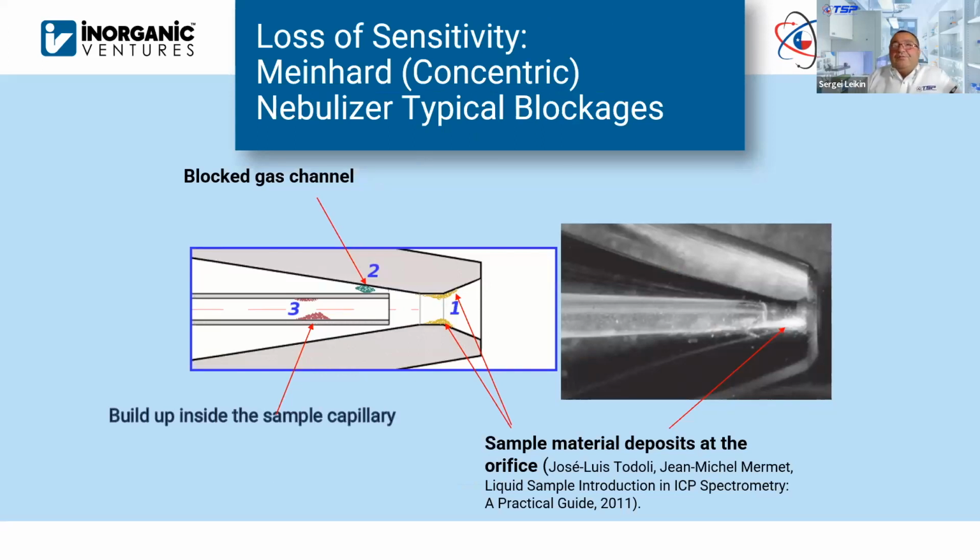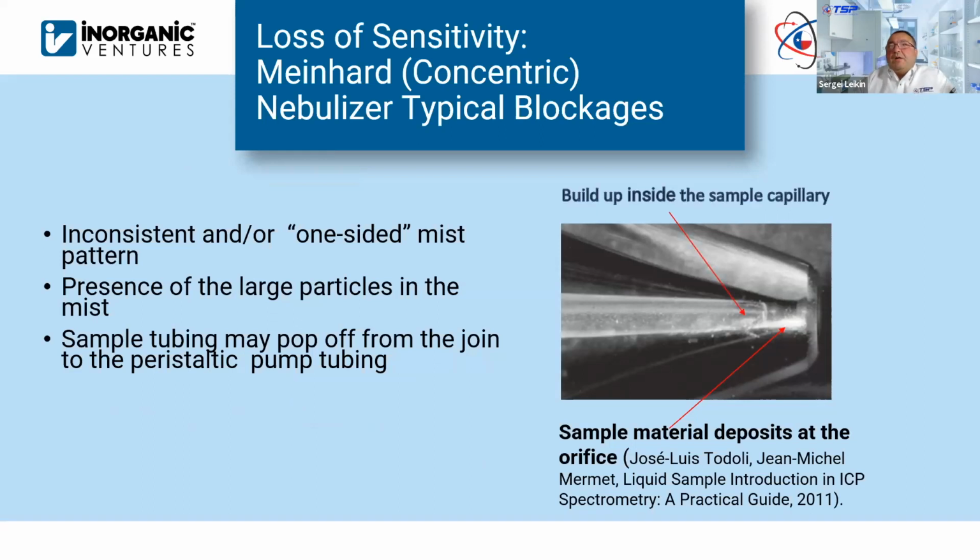Another reason for sensitivity loss is blockage of the nebulizer. It happens quite often with concentric type nebulizers, which are known to be prone to clogging. Here you can see different types of blockages. It can be either on the sample channel or on the gas channel. On the right picture, you can see the actual micro picture of the tip of a nebulizer with sample deposit. So it is important to separate when the nebulizer is blocked.